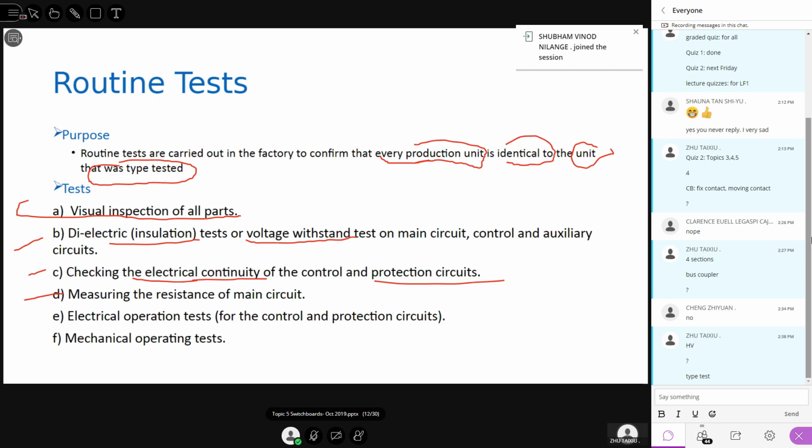Also measuring the resistance of the main circuit. The resistance cannot be too big, because if you have some resistance in the main circuit, there will be a heating problem. That point will be overheated and eventually it fails. Then the electrical operation test, basically for the control and protection circuits, and also the mechanical operating test. Operate the devices to see whether they work or not. Okay, so these are the routine tests, right? Now it's done in the factory.